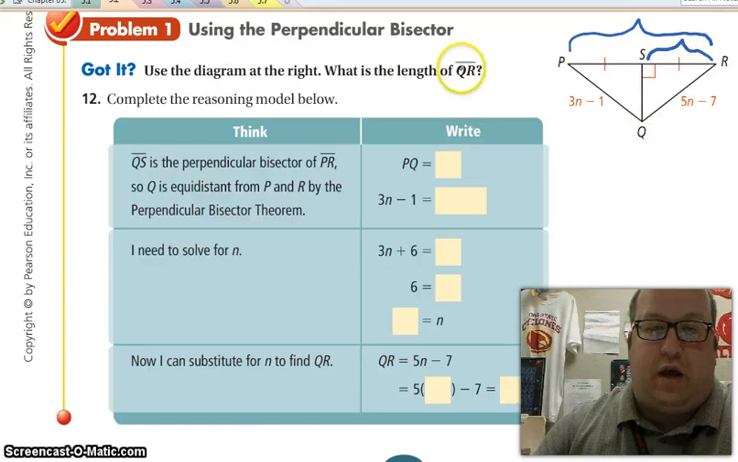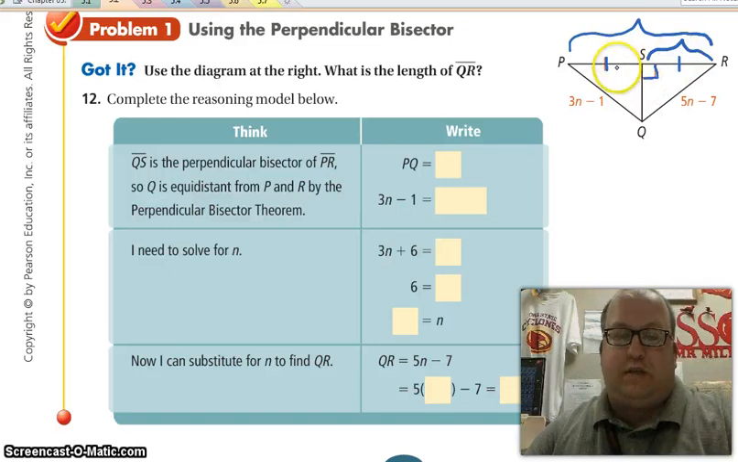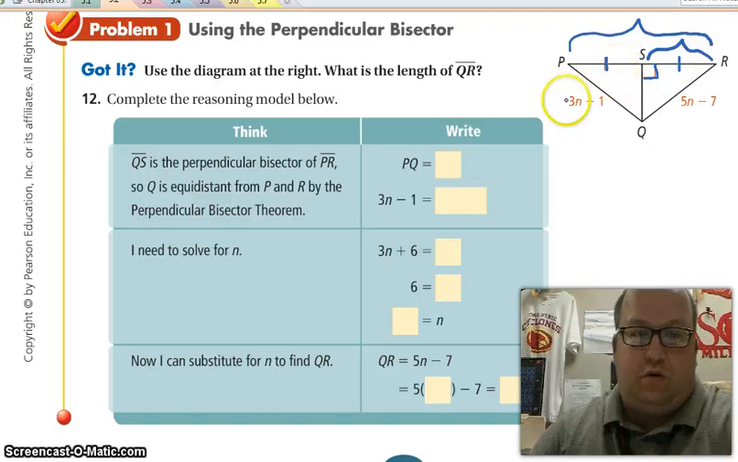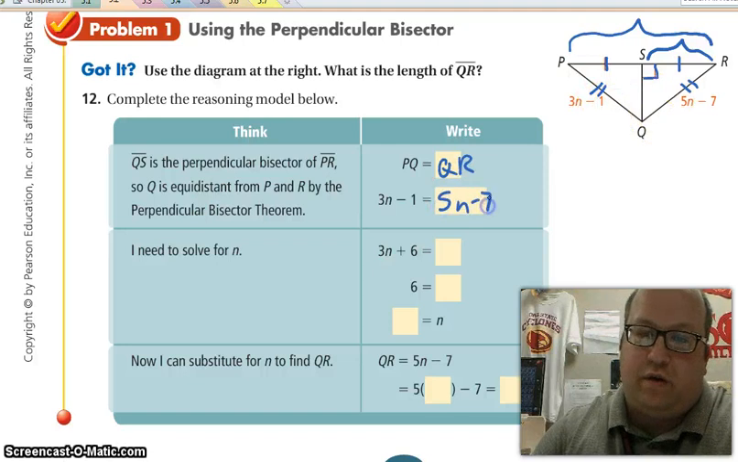Use the diagram at the right. What is the length of QR? Well, let's see. What have we got going on here? QS is the perpendicular bisector. Yes, it is, because it's perpendicular, and these little marks right here mean that PR has been bisected. So we know Q is equidistant from P and R. So PQ, this piece, has to be the same length as that piece. PQ equals QR. So if PQ is 3n minus 1, QR is 5n minus 7.